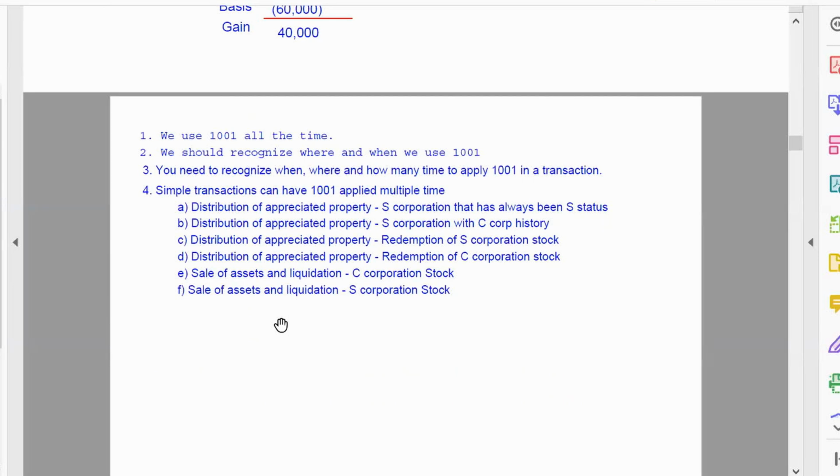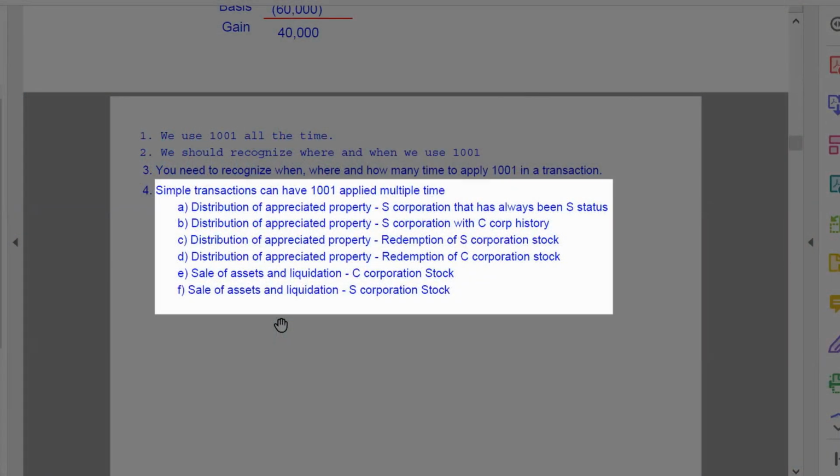Well, that's a poorly constructed sentence. There are multiple times 1001 can be applied, is a better way of saying that. Distribution of appreciated property from an S Corp that's always been an S Corp. Distribution of appreciated property from an S Corp with C Corp history. Distribution of appreciated property with redemption of S Corp stock. Distribution of appreciated property, redemption of C Corp stock. Sale of assets and liquidation of a C Corp. Sale of assets and liquidation of an S Corp.